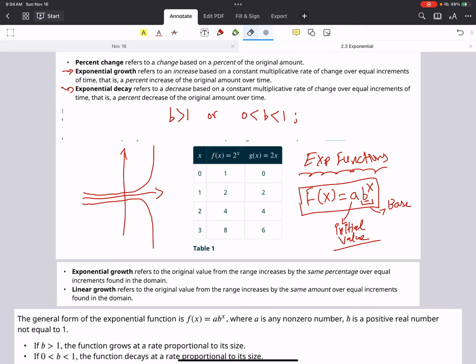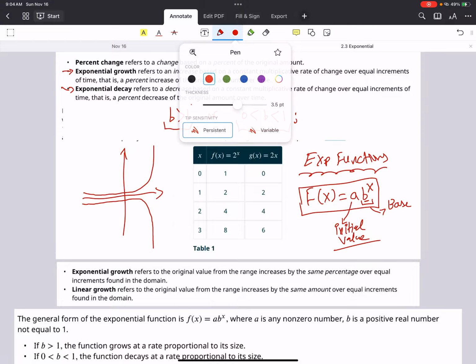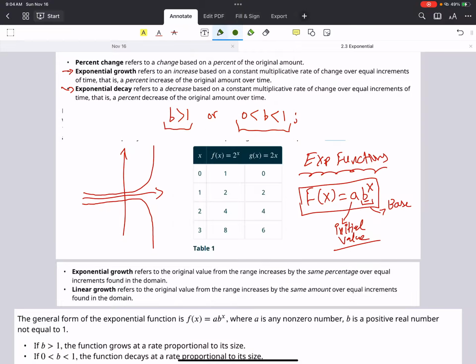Now, let's have a look. Why am I telling you this? Because if it's greater than 1, you're going to get a graph. And if it's between 0 and 1, you're getting another graph. Let's have a look at the graphed exponential functions. Let's have a look at the first one.